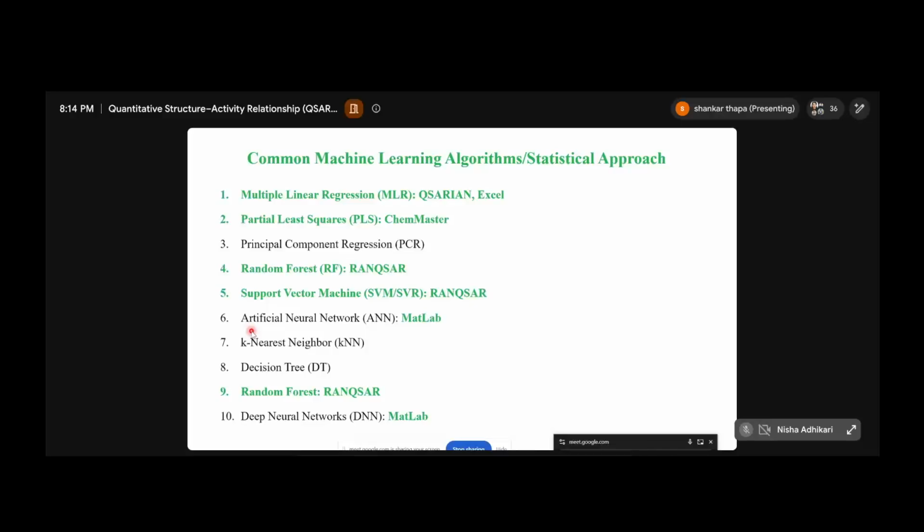So this is also an easy one, but we need MATLAB. I think you may have heard of the software MATLAB. This is not freely available.